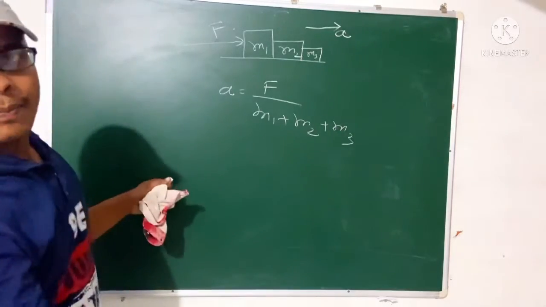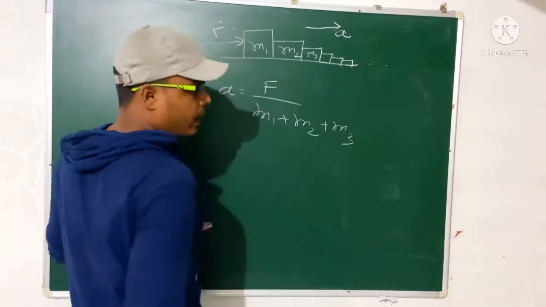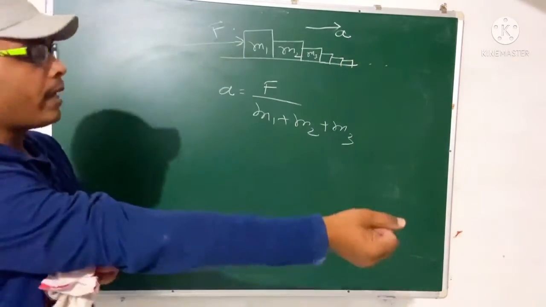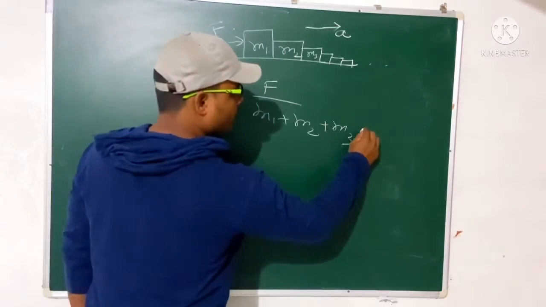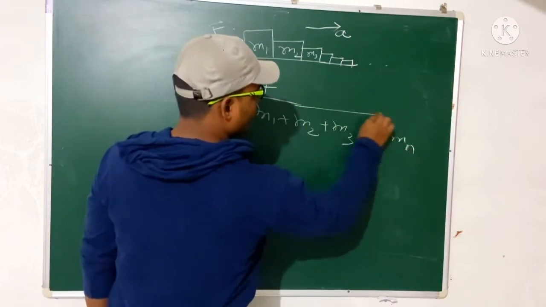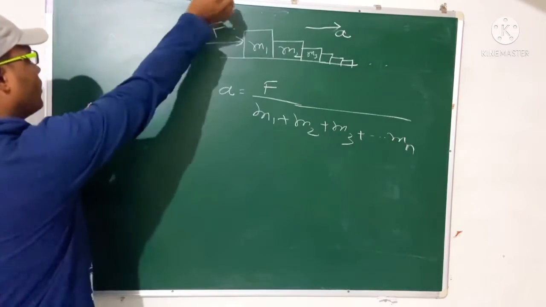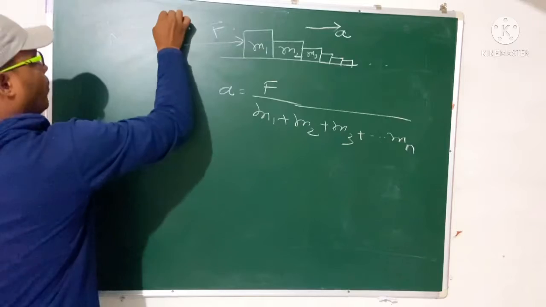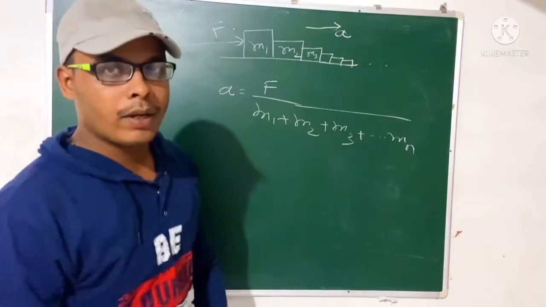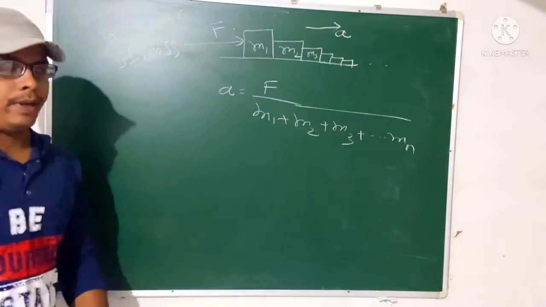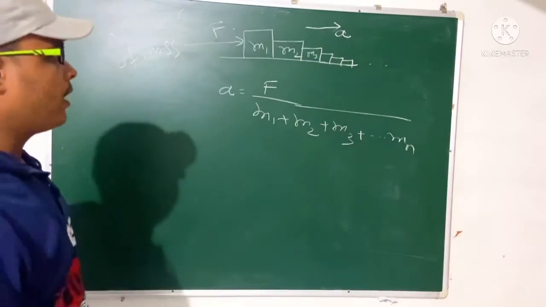If there are n number of particles, that means M3, then M4, M5, M6, up to Mn, and you are giving a force, then this is the general case for n number of particles. For n number of masses, the acceleration will be F by M1 plus M2 plus M3 up to Mn. Then we will go to the next example, which is also an important one.